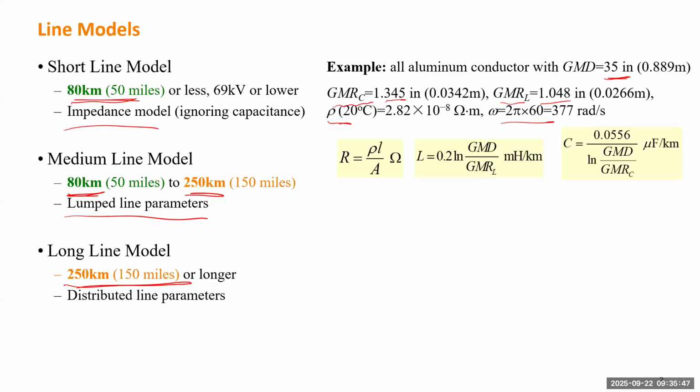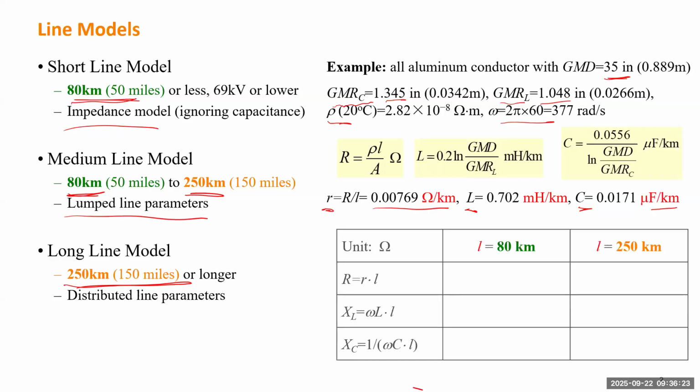So from the formulas we proved in a previous section, we just need to plug the GMD and GMR into the formula to calculate L and C. And we use a lowercase r to define the resistance per kilometer. L in this section will be the inductance per kilometer in the unit of millihenry per kilometer. And C will be the capacitance per unit length with unit microfarad per kilometer. So we put this table. Let's do the calculation for the two boundary values.